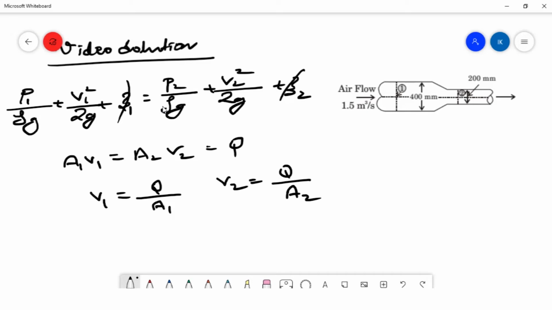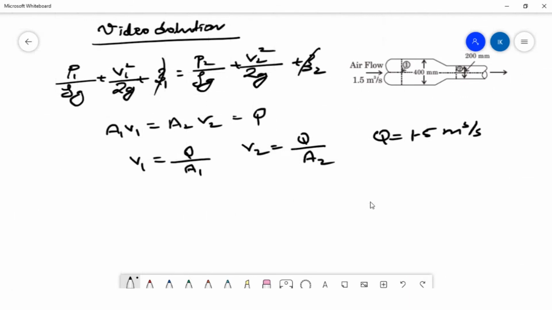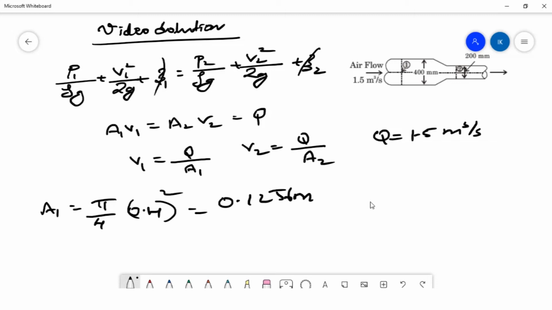From the question, it is given Q equal to 1.5 meter cube per second. Now, what is A1? A1 is nothing but pi by 4 into the diameter square. The diameter at section 1 is 400 mm, which is 0.4 meter, whole square. That will give us 0.1256 meter square.